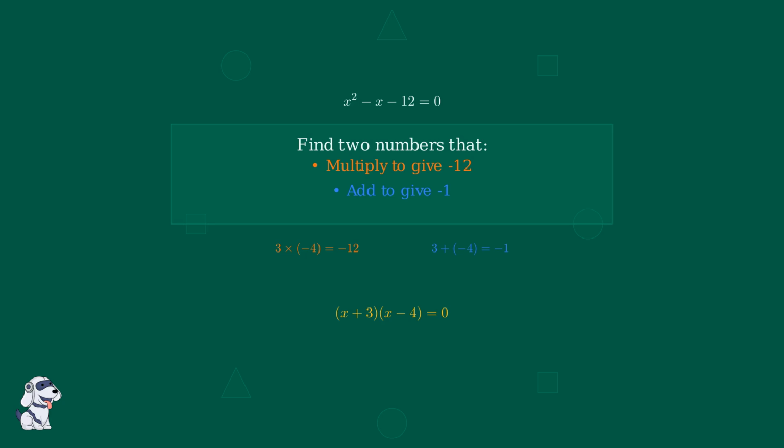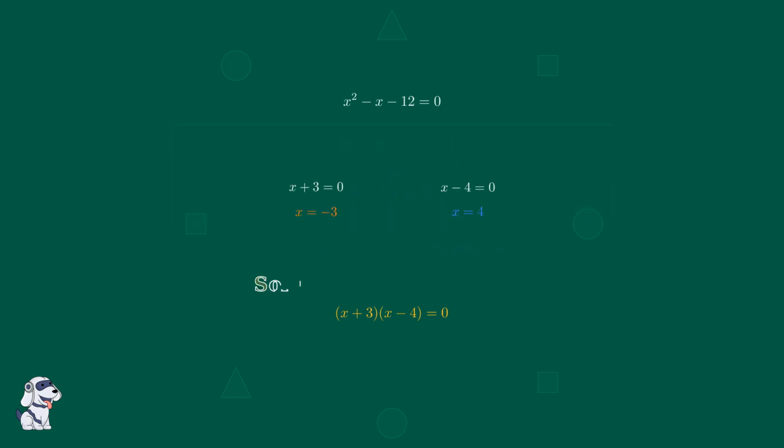Let's try. 3 times negative 4 equals negative 12, and 3 plus negative 4 equals negative 1. Perfect. So we factor as x plus 3 times x minus 4 equals 0. Applying the zero product property again, we get x plus 3 equals 0 or x minus 4 equals 0. Solving these gives us x equals negative 3 or x equals 4. These are our 2 solutions.